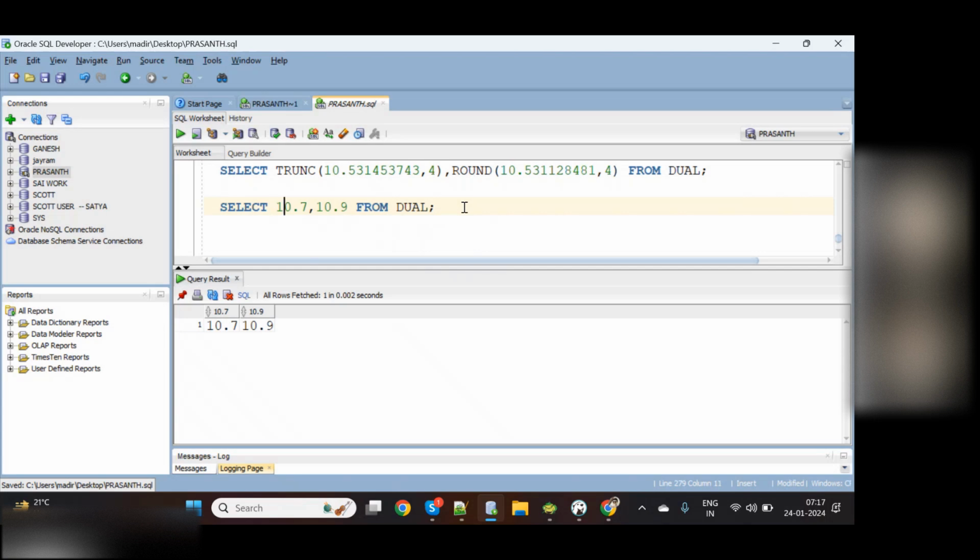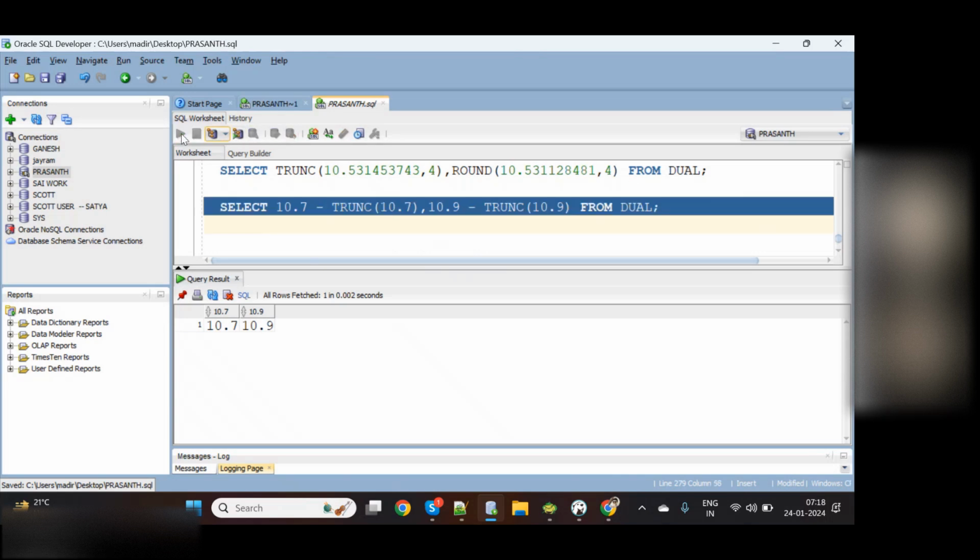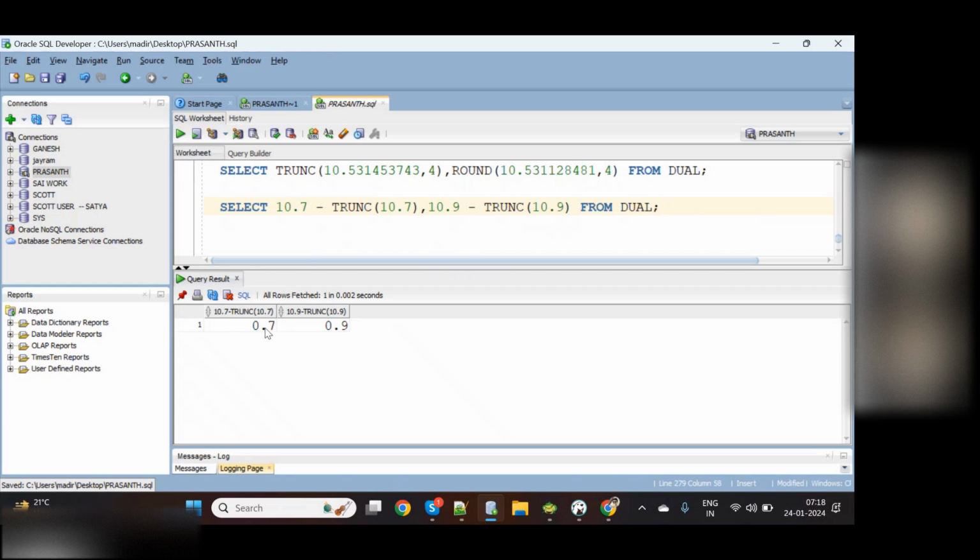Generally what I will do is, minus trunk of 10.7. This is the same column I am keeping. And here also I will do minus 10.9. So what will you get, the point values for this? But my intention is if it is 0.7, please make it 0.